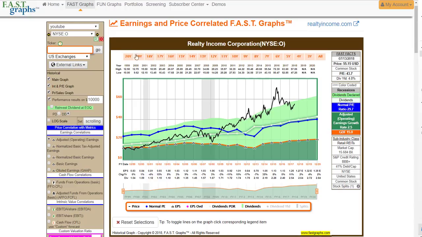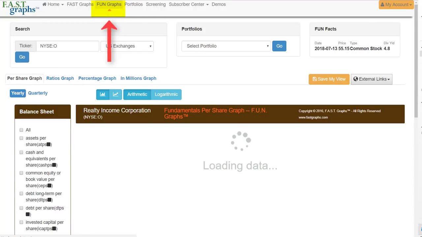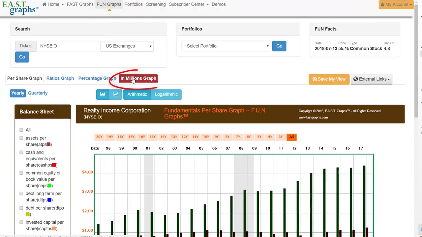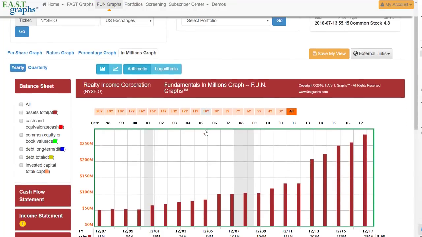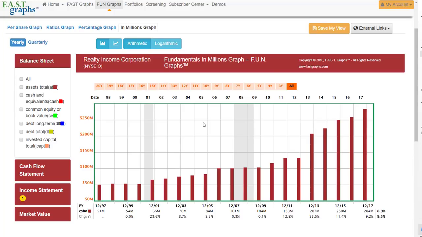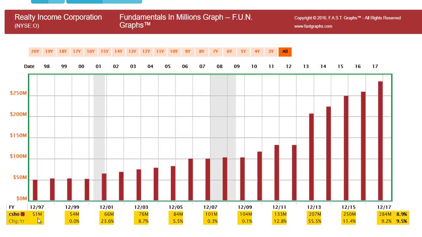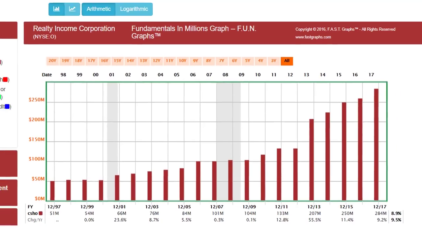I'm going to do that by going into fundamental graphs or financial underlying numbers, and then I'm going to go into the millions graph. What I want you to see here is what I would call common shares outstanding, or dilution. In 1997, Realty Income had 51 million shares. They've increased their share count, and keep in mind, they've diluted shareholders as a result, to over 284 million by the end of last year. So this dilution is what makes it very difficult for these companies to generate any earnings.